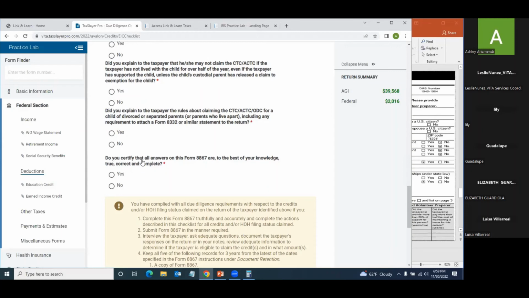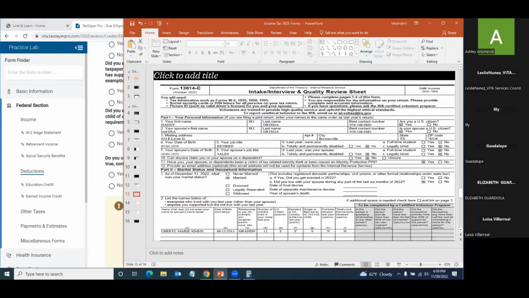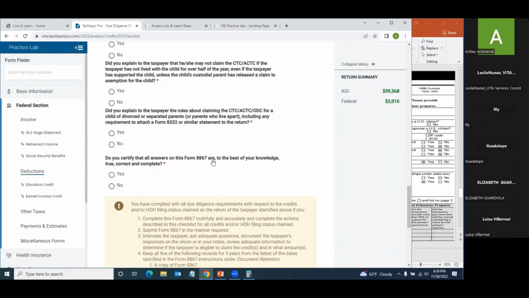Do you certify that all answers on this Form 8867 are, to the best of your knowledge, true, correct, and complete? Here on the end of this form, on the back page of the yellow form, they would have to have signed the Form 8867, and they would certify that everything on their application is correct, true, and complete. So it would be yes.